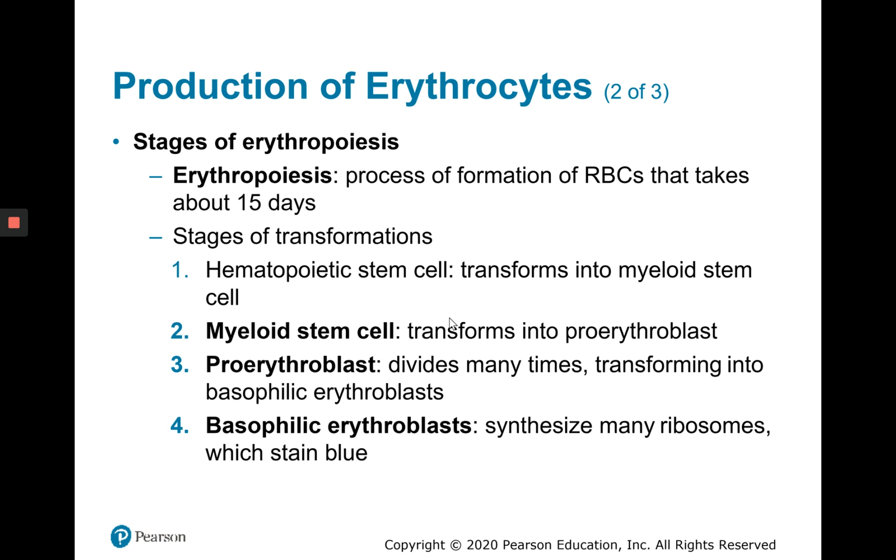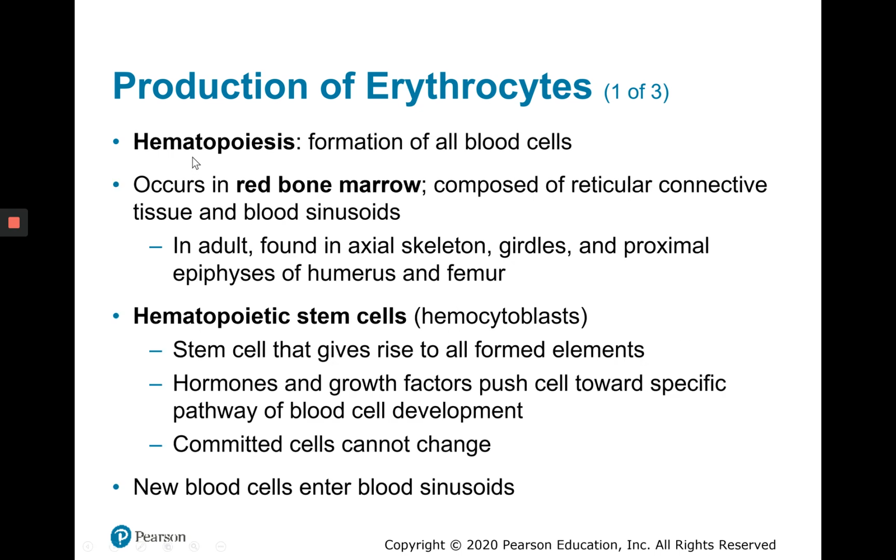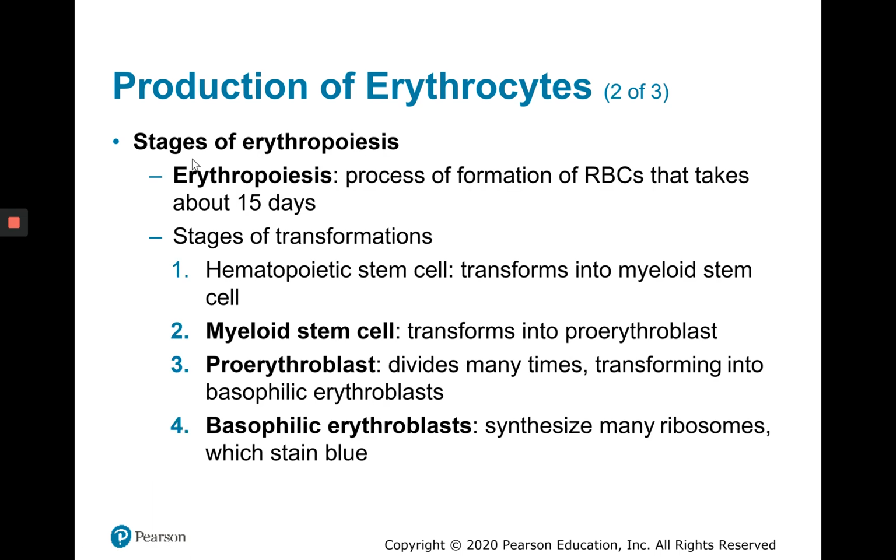So here are the basic stages of erythropoiesis. Erythropoiesis is a term that's a little bit different than its other term, hematopoiesis. Hematopoiesis is a more general term. It's the formation of all blood cells, whereas erythropoiesis is more specific. Erythro means red, poiesis means generating or producing. So this is red producing, or the process or formation of red blood cells. This process is looking specifically at the formation or production of red blood cells.